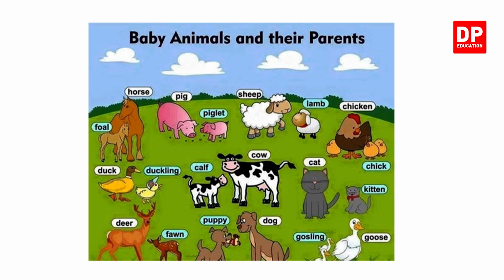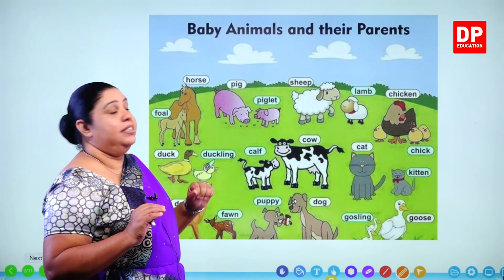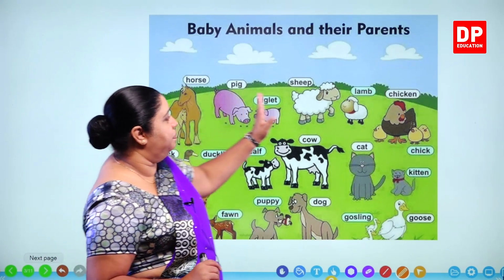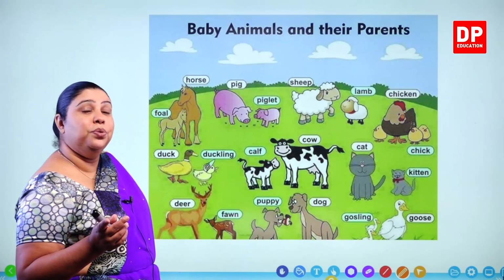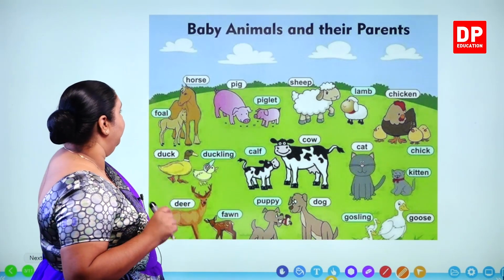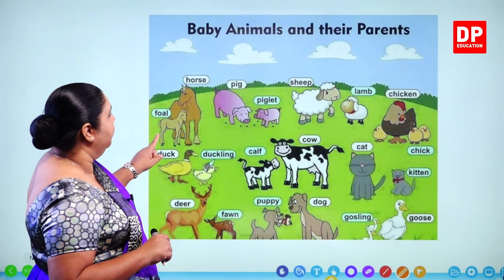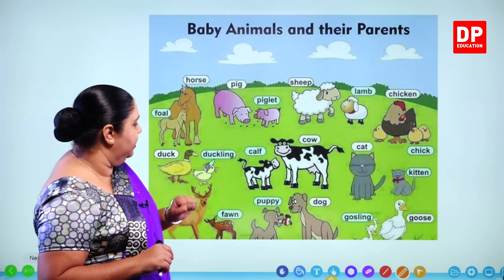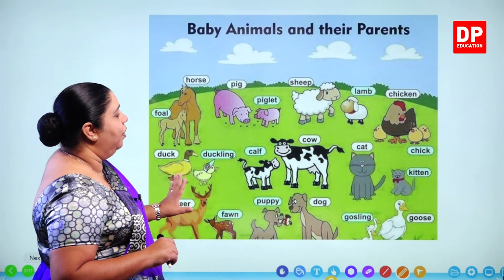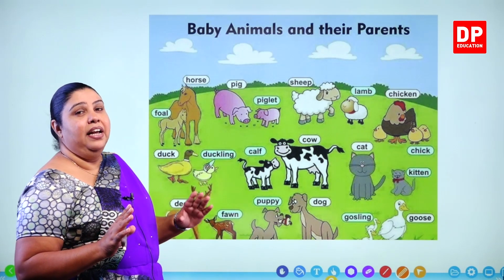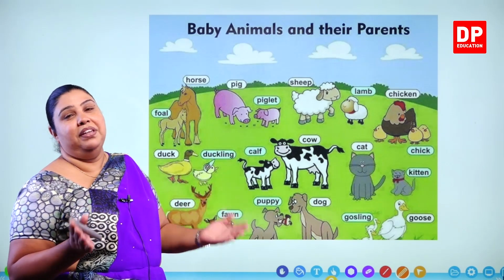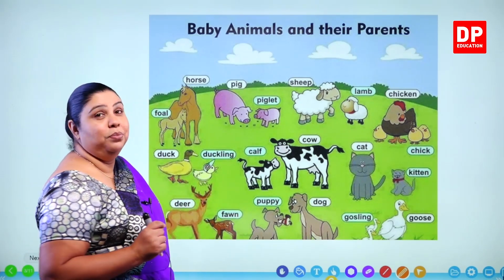Right? So now, as I told you, baby animals and their parents. Now we have the parents and the baby animals over here. You can take a look at this picture first. Before I show you my pictures that I have brought for you, can you see over here? We have all the animals with their babies, and the pictures, you can see them very clearly. We are going to talk about them in detail. I will show you the picture of the mother and then the baby, and then we will talk about their names. We are going to move forward now.